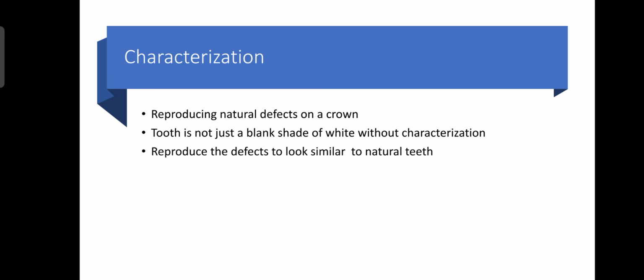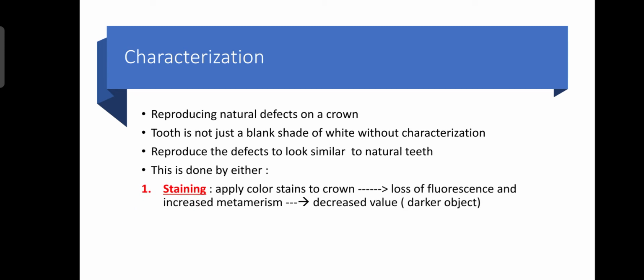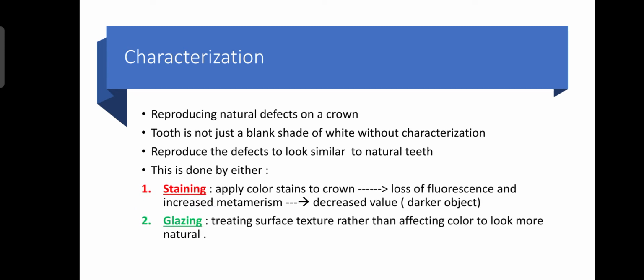I do characterization. Why? To make the crown or the restoration very similar to the natural teeth. This is done by either staining or glazing. What does staining mean? Staining is adding more color stains to the crown. This leads to loss of fluorescence and increased metamerism, and the most important change will be in the value. It leads to decreased value. It makes the crown or the restoration more dark.